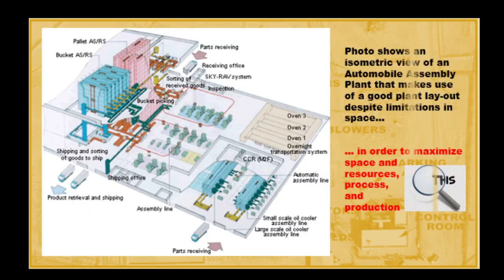So, next slide natin, no? Photo shows an isometric view of an automobile assembly plant that makes use of a good plant layout despite limitations in space. Now, careful planning is needed and actually even takes years of studying and then planning by considering all the machines, equipment, storage spaces, worker facilities such as restrooms, canteens, cafeteria, and other auxiliary services.